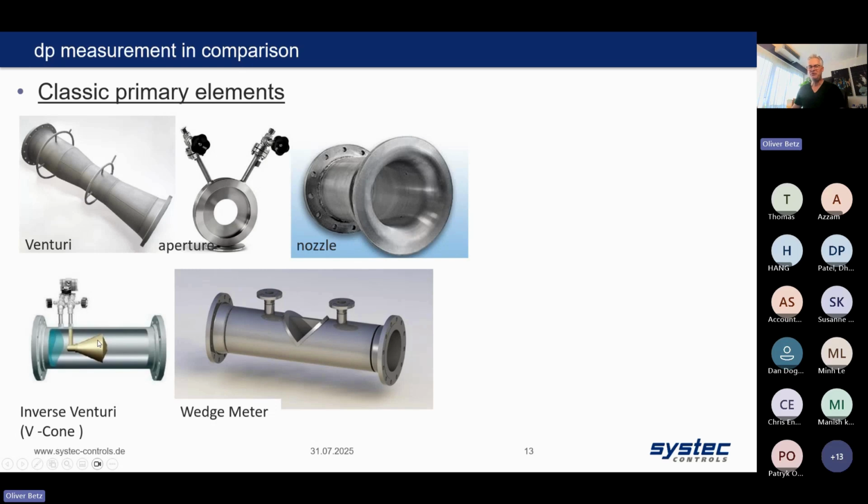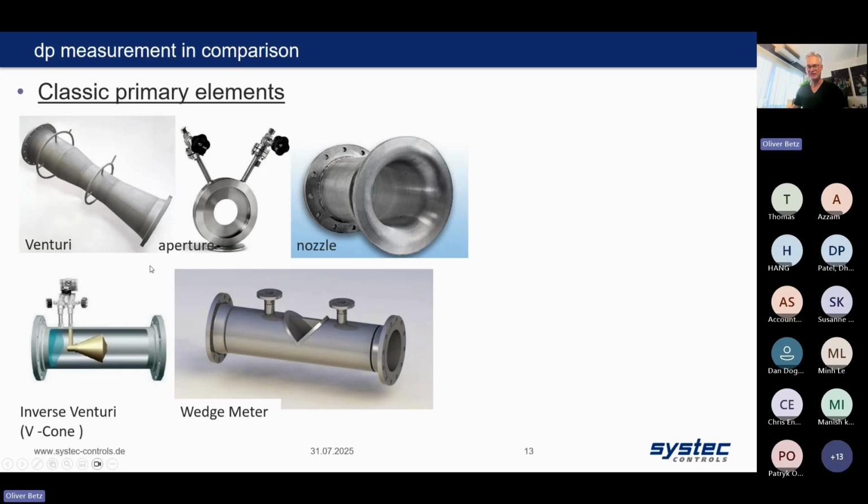From my point of view, there is not too much advantage compared with a Venturi. It's also a spool piece. It's pretty expensive. The inlet conditions are the same as for Venturis, so 10 diameters after an elbow. So not too much advantage, and it's not standardized. Therefore, my recommendation, if you go for classical primary elements, rather go for Venturi.